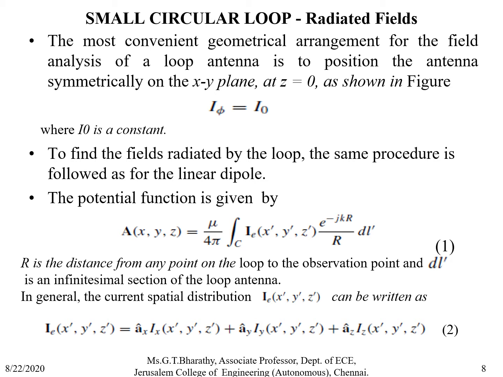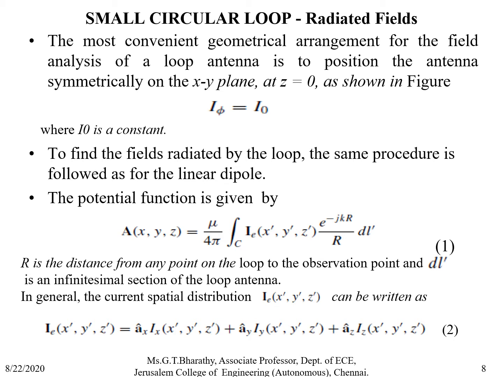So what is the procedure that we have seen? We have seen a two-step procedure, where first we have to calculate the vector potential capital A. From the vector potential we have to find the electric field and the magnetic field represented by E and H. So a similar procedure is what we are going to see here for a circular loop also.